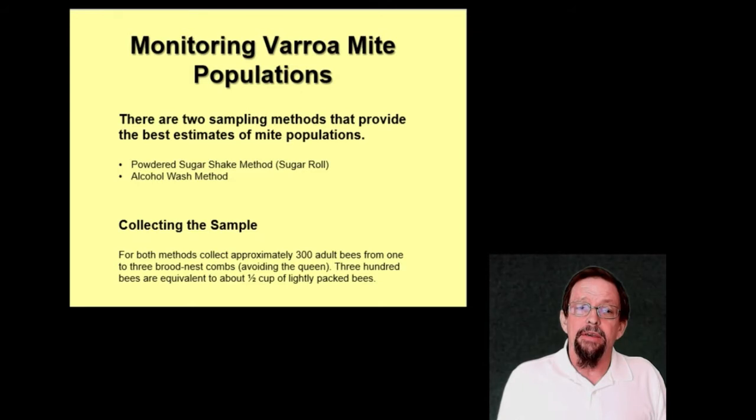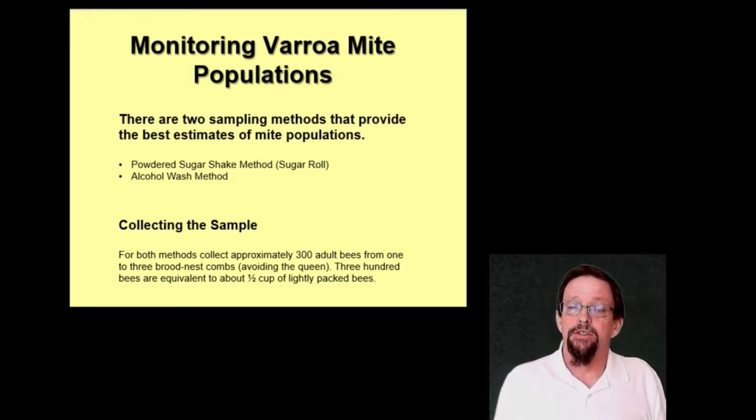So, one of the key things to do is being able to monitor your Varroa mite populations to adequately address the issue you have at hand. There are 2 ways to sample for Varroa mites. One is the powdered sugar method or the sugar roll, and the other is the alcohol wash method. First of all, you need to collect a sample of bees. You need 300 bees in a sample.